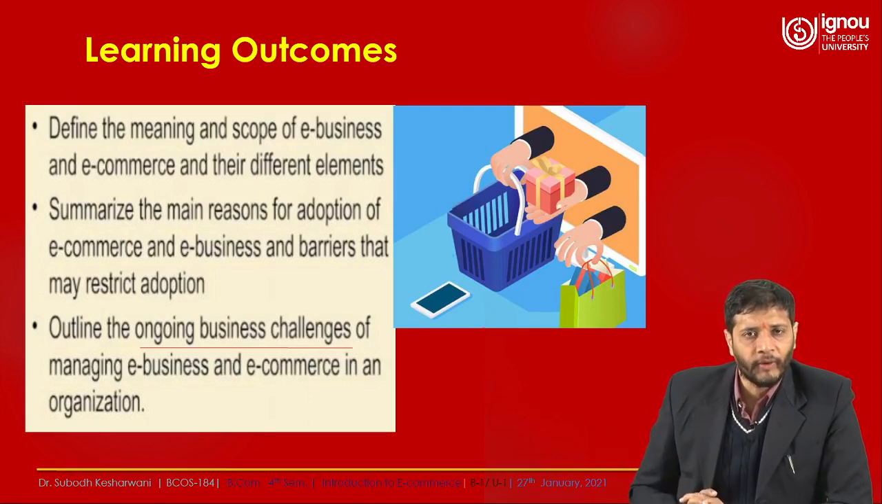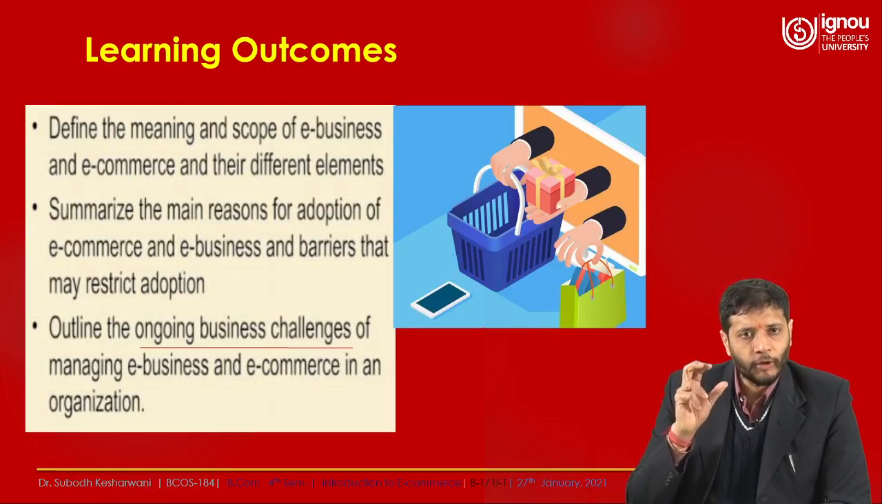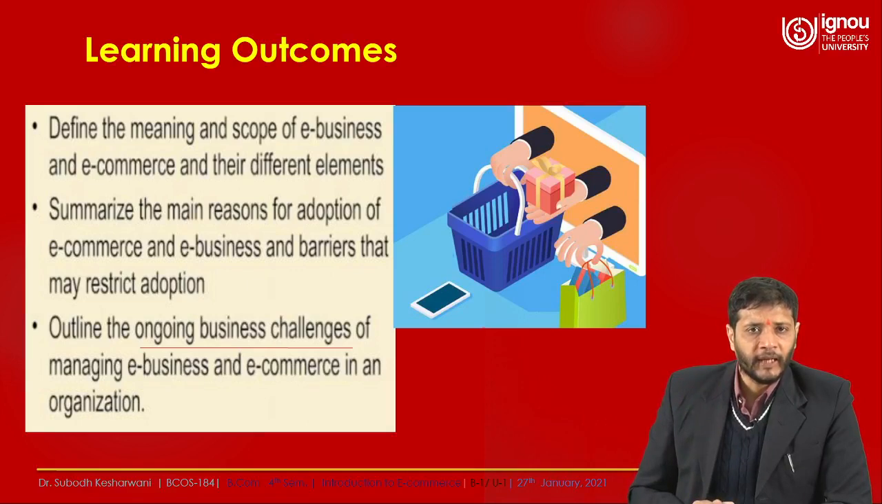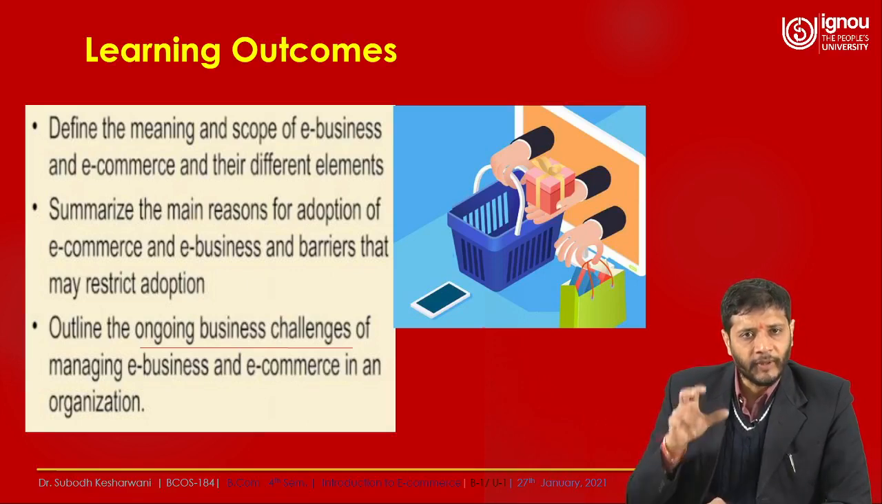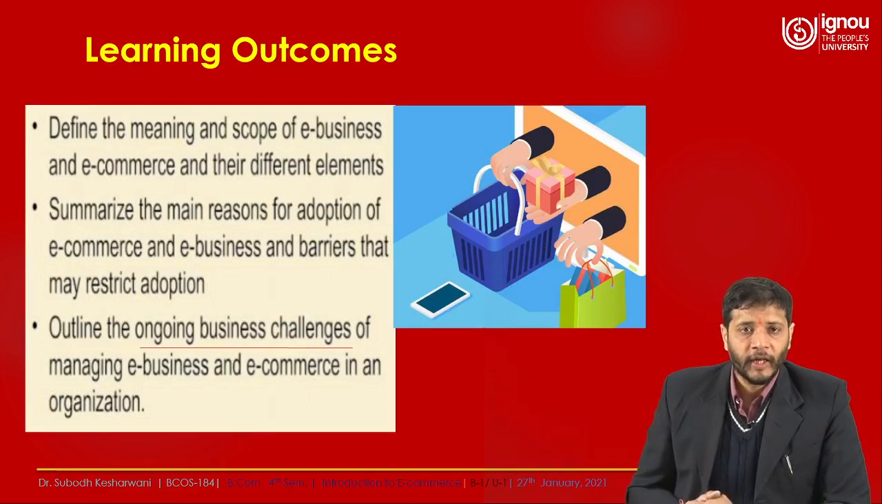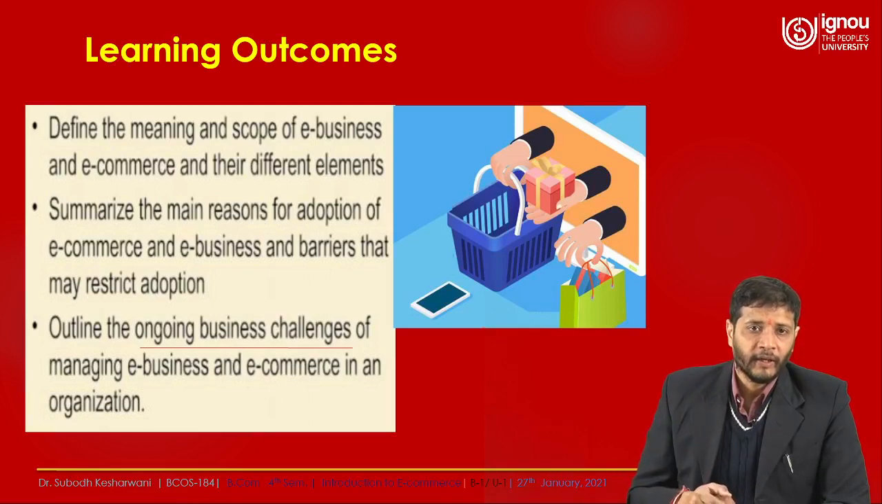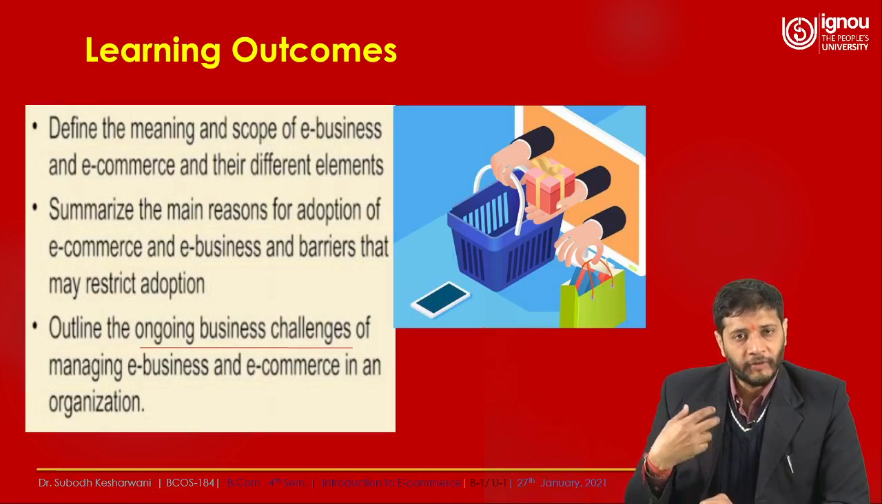Now we are talking about the learning outcomes. We are going to define the meaning and scope of e-business and e-commerce and its different elements, and we are going to summarize the main reasons for the adoption of e-commerce and e-business, and the barriers that may restrict it. Because when a new concept, new philosophy, new thought comes, it does not always have only advantages. There are certain stumbling blocks and pitfalls which we are going to talk about, because if you do not critically evaluate your phenomena or thought, definitely you will be on a deathbed.